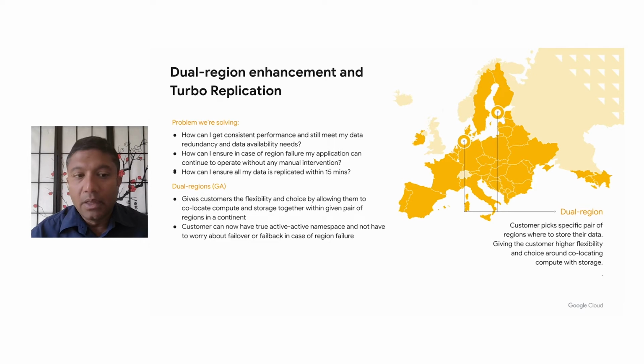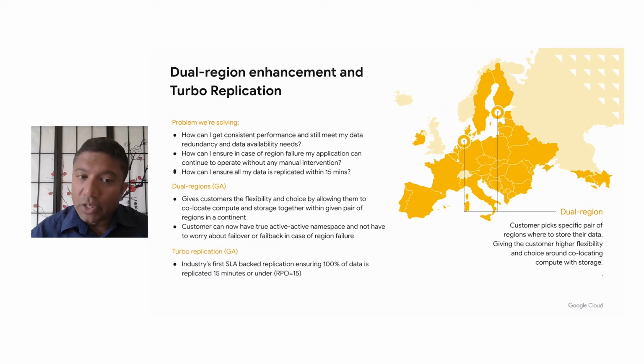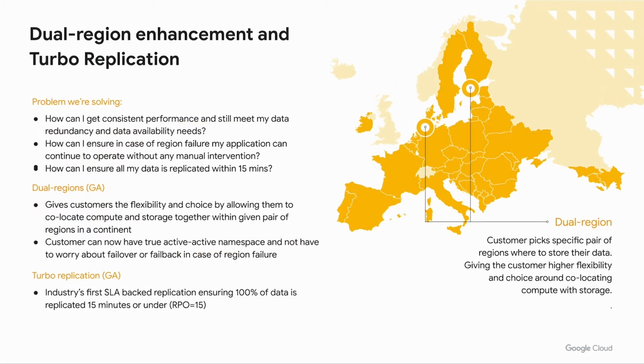Lastly, turbo replication is a key functionality that provides our customers with an SLA-backed 100% ensuring that data is replicated within 15 minutes from the time it was written. This really gives the customer the ease of use and at the same time the comfort that enterprise customers are looking for to ensure that data is always available in case of a failure.